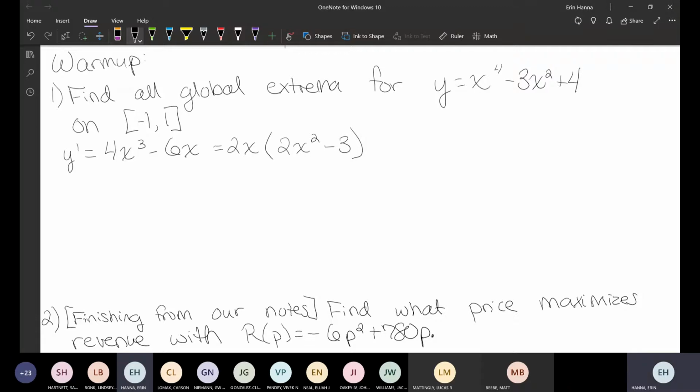That piece can't really factor anymore. It's going to give us a pretty gross number, but that can't be factored anymore, so we have to leave it.